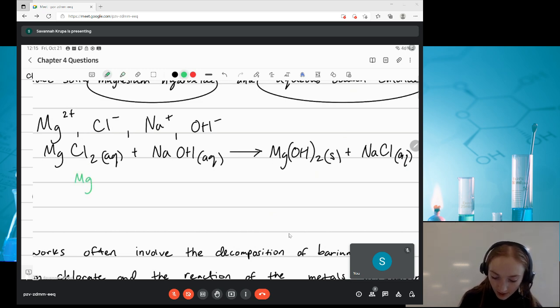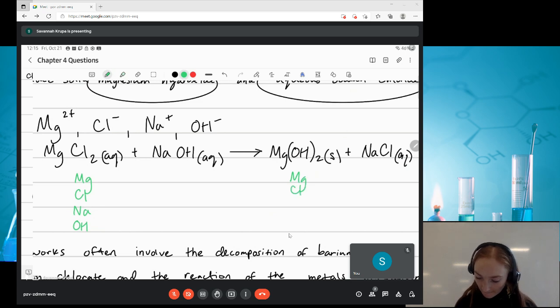So we have magnesium, we have chlorine, we have sodium, and we have hydroxide. And so we have the same things on the right because it is balanced on what kind of things we have, but not the amount of things yet. So it looks like we only have 1 magnesium here, and it looks like we have 2 chlorines here. So 2 chlorines.